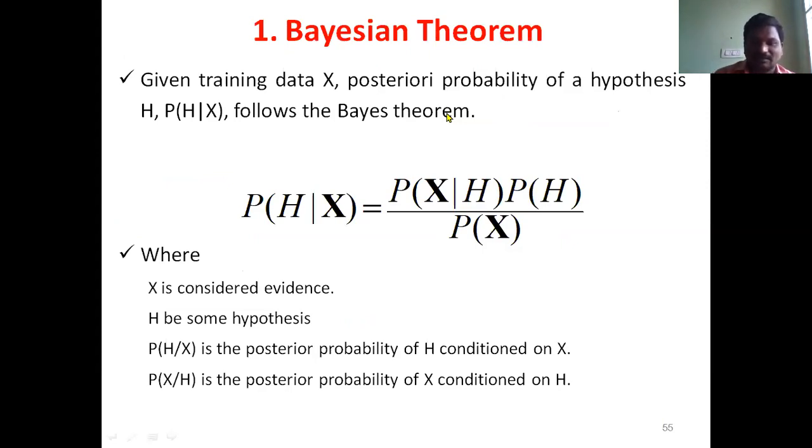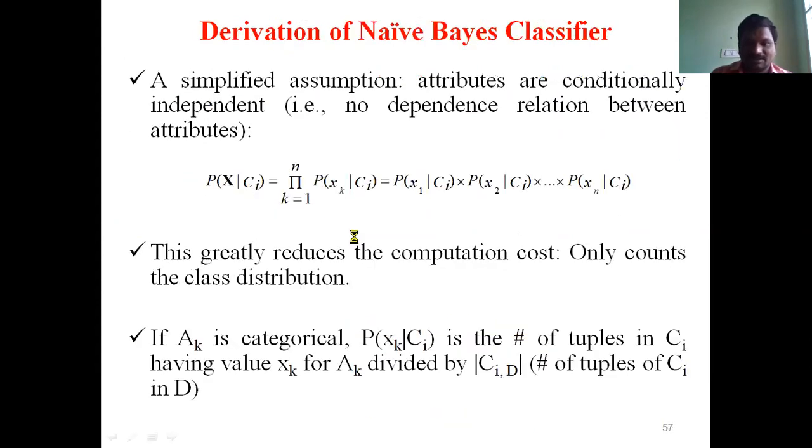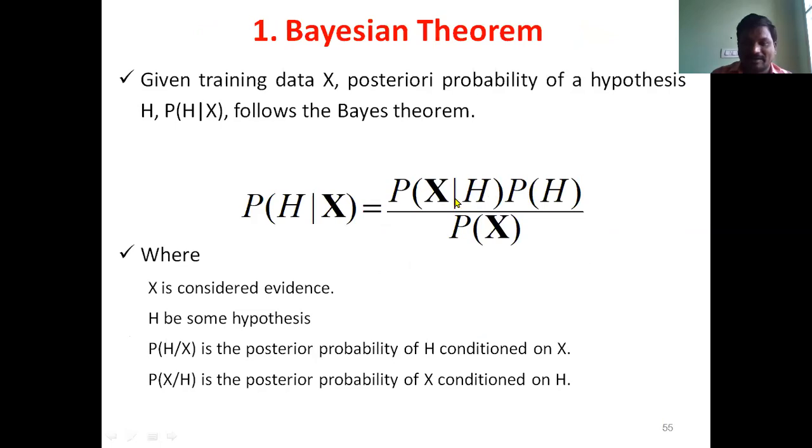Bayes theorem depends upon hypothesis values. Given a training data set X, with a number of rows, the posterior probability of a hypothesis H, where the hypotheses are the classes, is the probability of H given X. P(H|X) equals P(X|H) times P(H) divided by P(X).